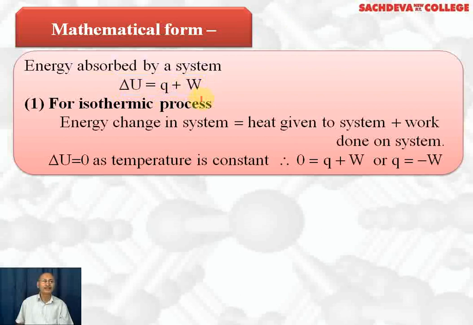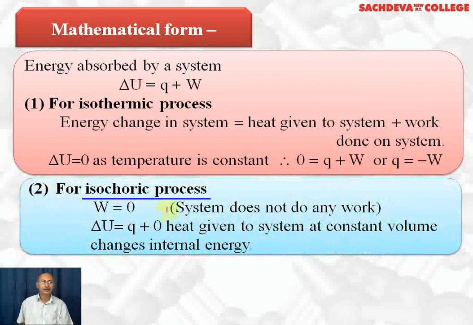Let us discuss the various cases. For isothermal process, energy change in the system is equal to heat given to the system plus work done on the system. Now in case of isothermal process, if you remember, delta T is 0, so delta U becomes 0. Now if we keep delta U as 0, then 0 is equal to Q plus W, that is Q is equal to minus W. Means heat absorbed by the system is spent in doing work by the system.